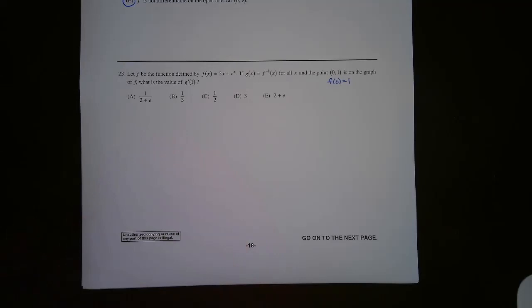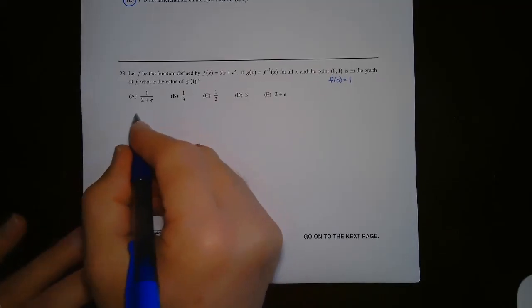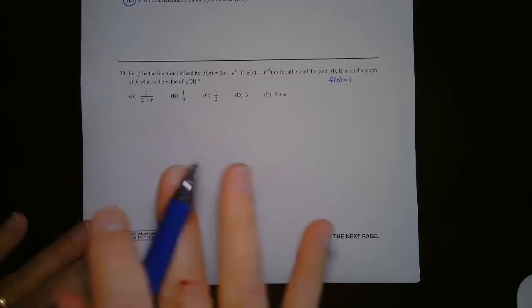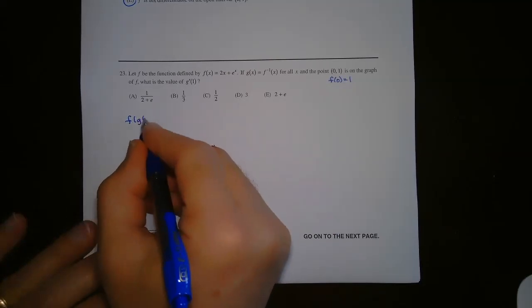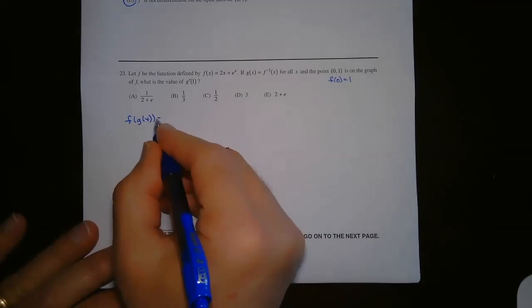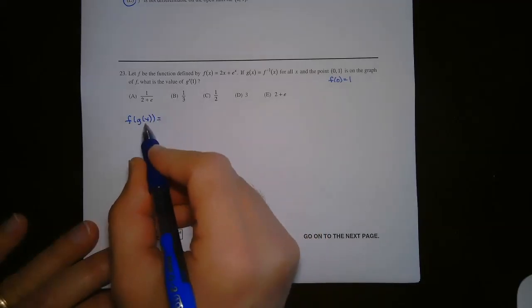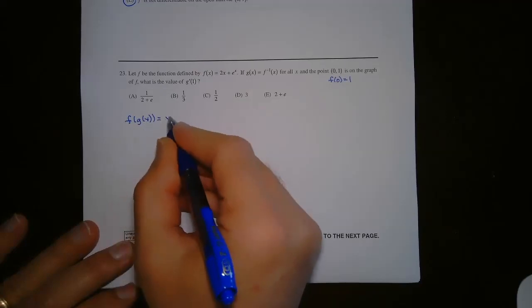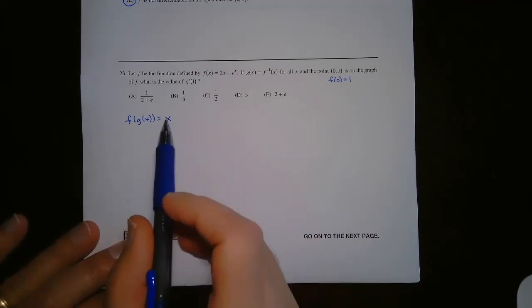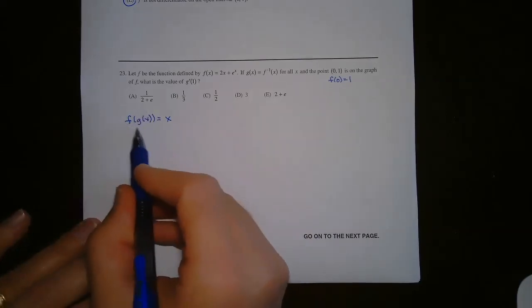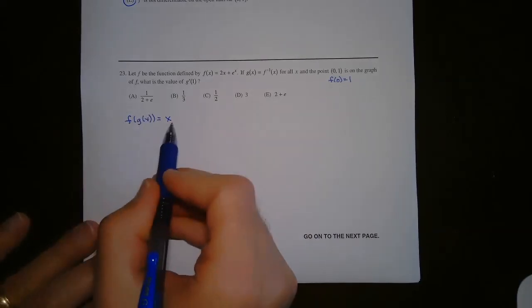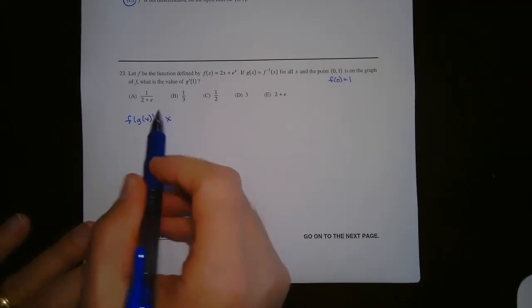Because what you know is that if f and g are inverse functions of each other, right? f of g of x, and you can figure this out really quick. If these are inverse functions, then you're going to get out what you started with, which was x, right? So this allows us to figure out what g prime is, okay? So to take the derivative of this, we're going to take the derivative of both sides. This is going to be 1, okay?